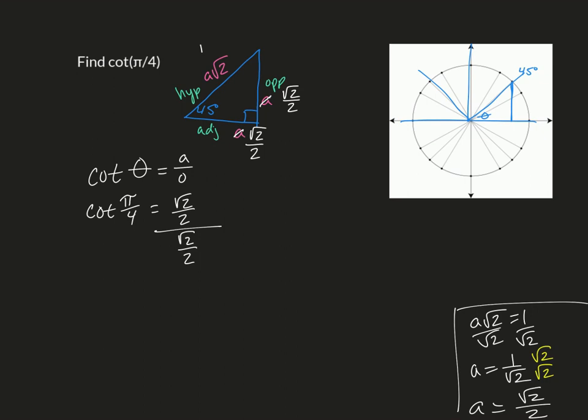Cotangent of pi over 4 is root 2 over 2 over root 2 over 2. So the same thing over itself is just 1. So again, just writing that a little bit nicer, we have the cotangent of pi over 4 is 1.